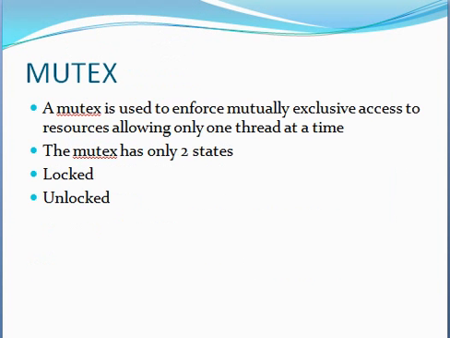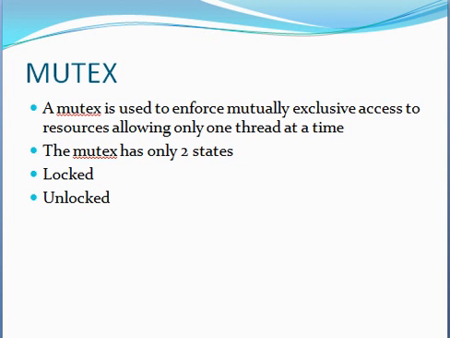Mutex. A mutex is used to enforce mutually exclusive access to a resource, allowing only one thread at a time to gain access. The mutex has only 2 states, the locked state and the unlocked state. This is similar to a binary semaphore. When a mutex is locked by one thread, any other thread attempting to lock the mutex is blocked. When the mutex is unlocked, then one of the threads blocked on this mutex is unblocked and allowed to lock the mutex and gain access to the resource.